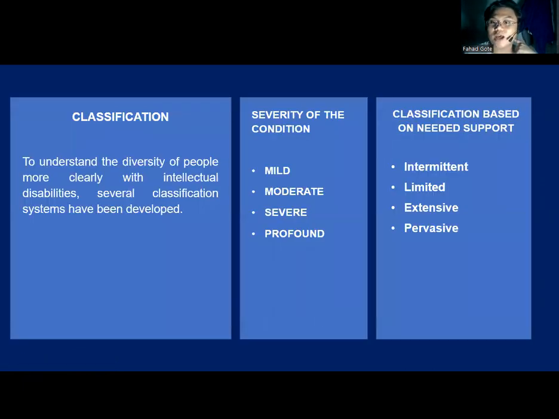For classifications, to understand the diversity of people with intellectual disability more clearly, several classification systems have been developed. Each classification method reflects an attempt by a particular discipline, such as medicine or education, to better understand and respond to the needs of individuals with intellectual disability. We will discuss four of these methods. For the severity of conditions: mild, moderate, severe, and profound; and for classification based on the needed support: intermittent, limited, extensive, and pervasive. For the next slide.